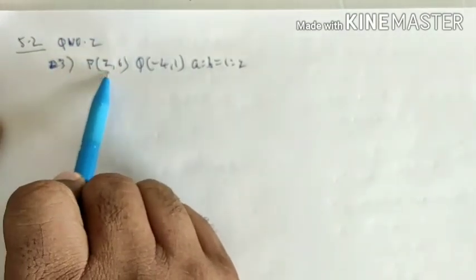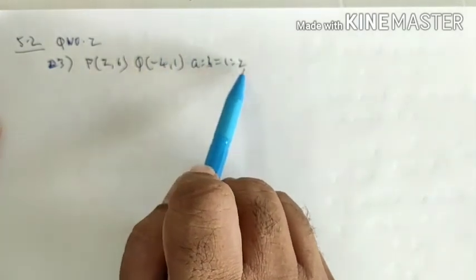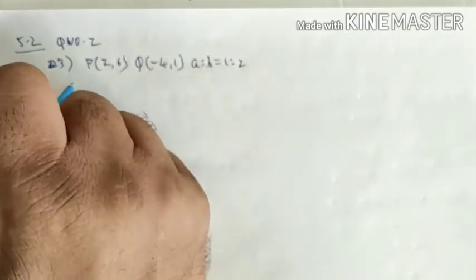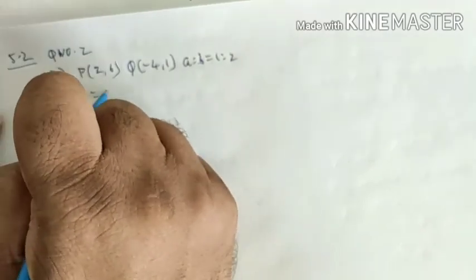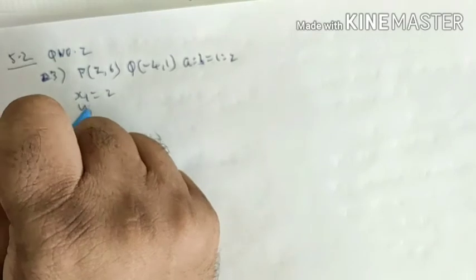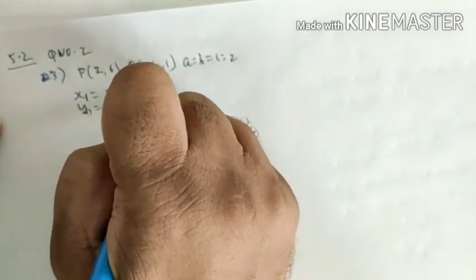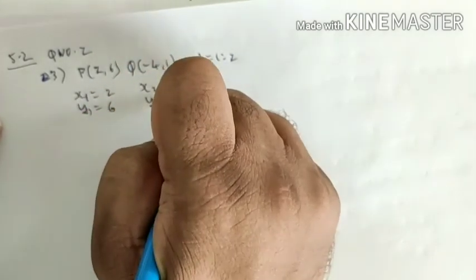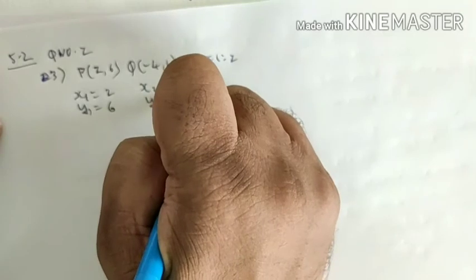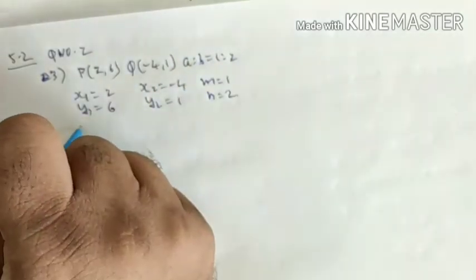Point P is given (2, 6), point Q is given (-4, 1), A is to B is 1:2. Here, what is x1, y1? See, x1 is equal to 2, y1 is equal to 6, x2 is -4, y2 is 1, and m is 1, n is 2.